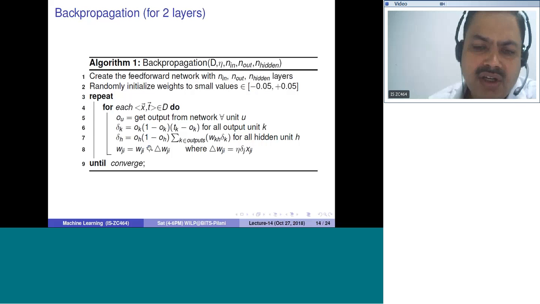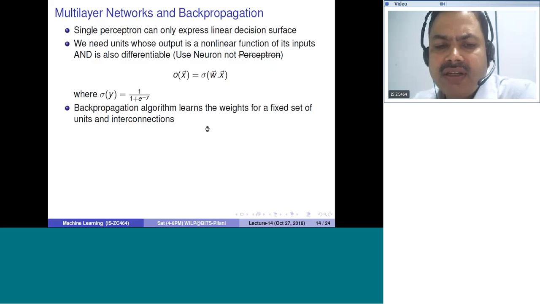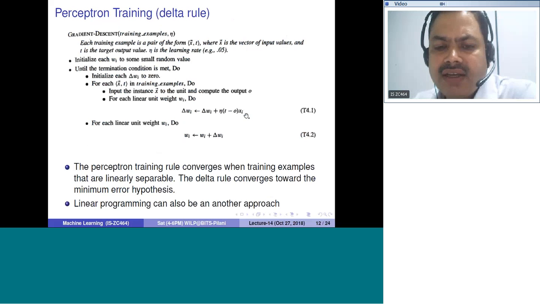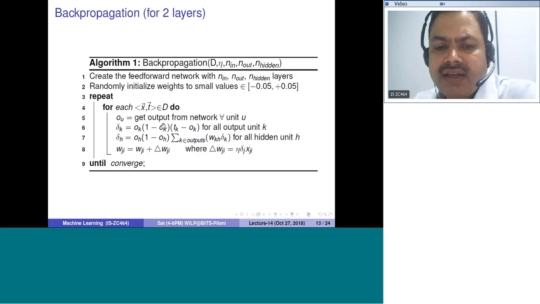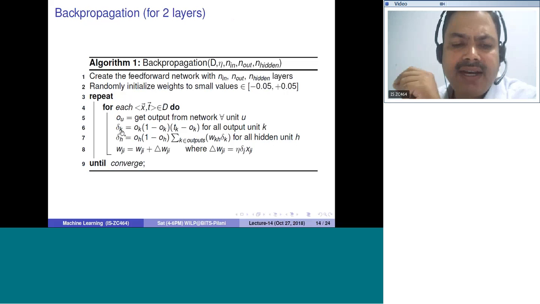This is a similar equation to the one we have seen earlier. What was in the previous case? Since there was no hidden layer, this line was absent. Only this line was there, and the value was t minus o times xi. Then you find the delta, update, and keep going. But if it is a multi-layer network, then you change the formula a little bit. For the hidden units, there is a different delta. For the output units, there is a different one.